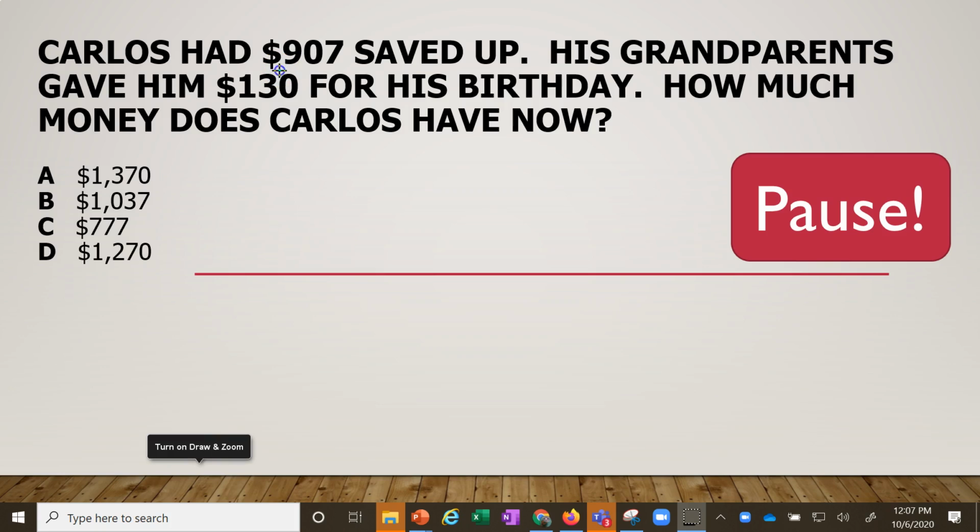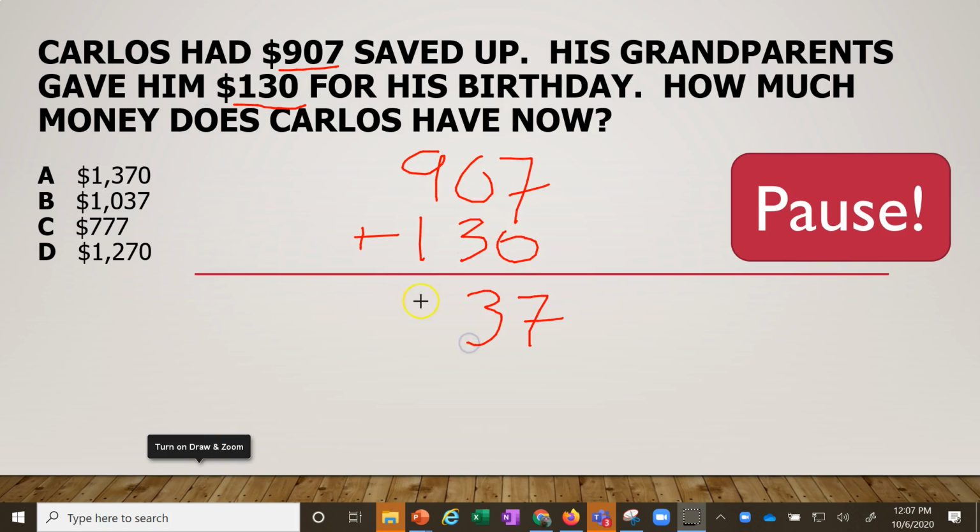Well, the operation I chose was adding because he had money, he got some more money, and the question asked, how much money does he have now? So I added 907 plus 130. And if you did the same thing, I crossed my sevens. 9 plus 1 is 0. I like doing a plus 1 up top. I got letter B for that one.